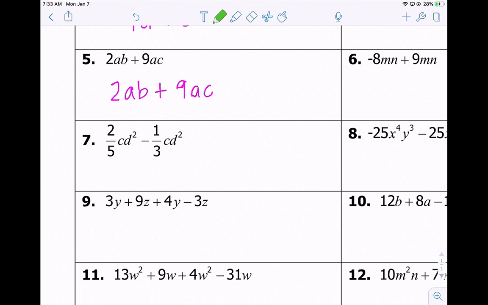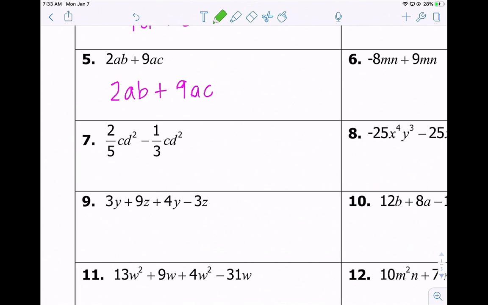So to get a common denominator, we need to figure out what both of them can multiply by to get the same number. So this one, the 2/5, can multiply by 3, and this one can multiply by 5, and then we would get a common denominator of 15.